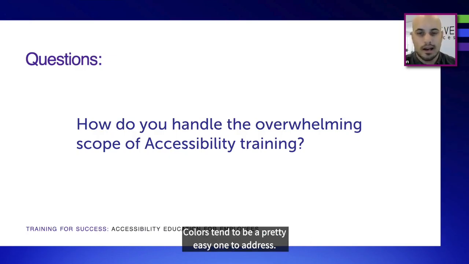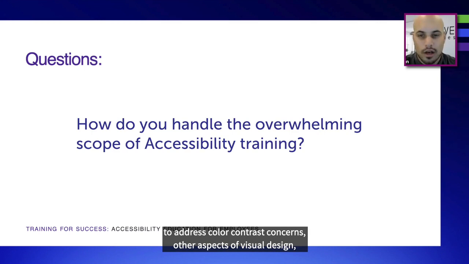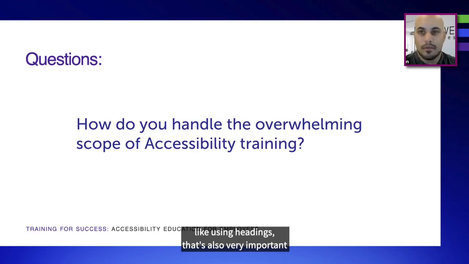Colors tend to be a pretty easy one to address. And so any type of overhaul that might be necessary to address color contrast concerns, other aspects of visual design like using headings, that's also very important for the benefit of assistive technology users.